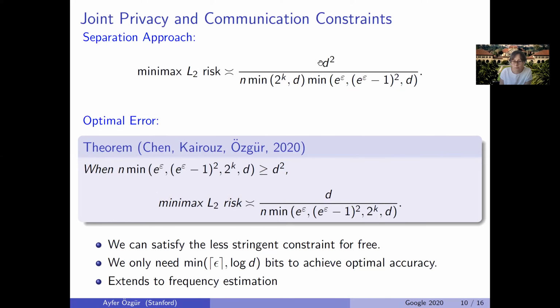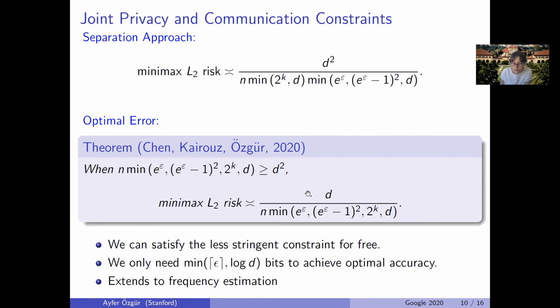It turns out that this double penalty here is not fundamental. So you can actually design your scheme more carefully. And this is what we do in this paper. And you can show that this minimax risk here is achievable under joint privacy and communication constraints.